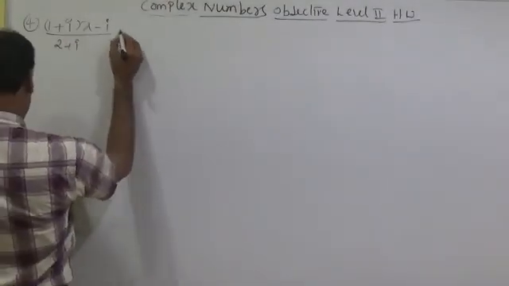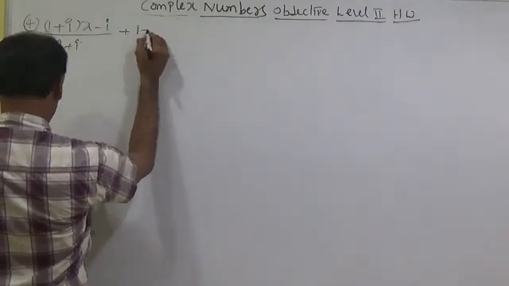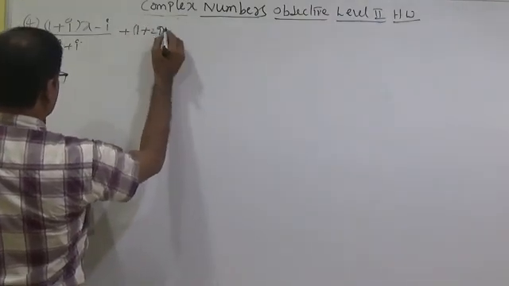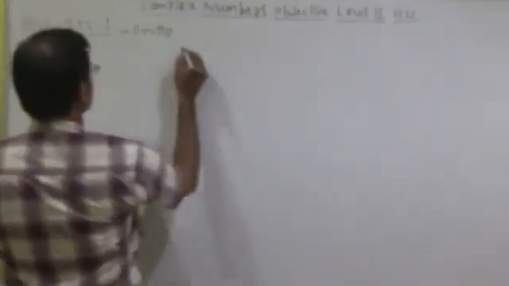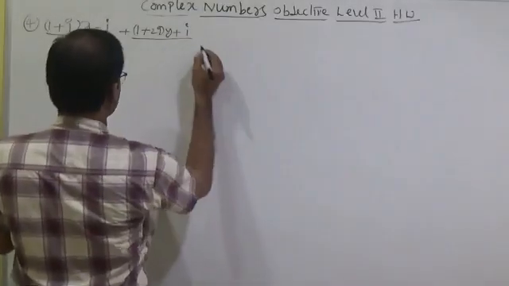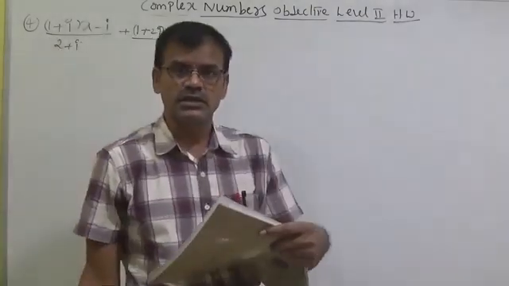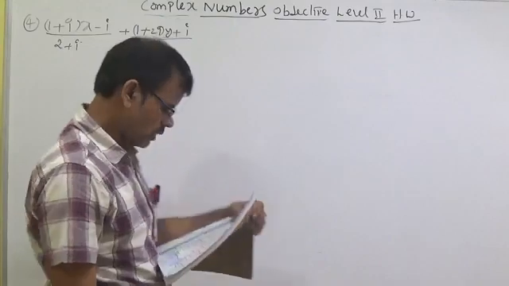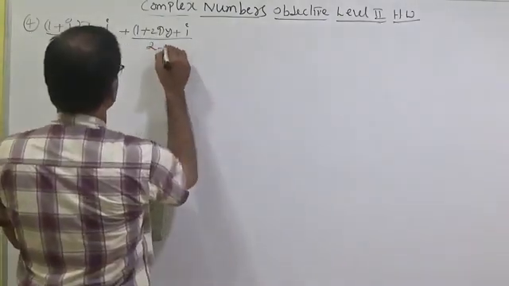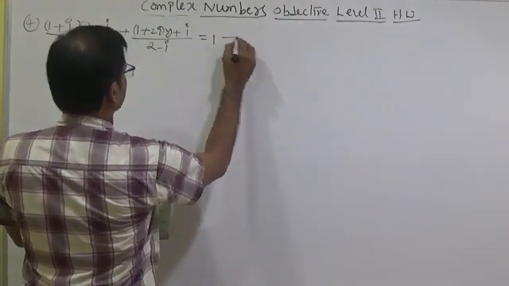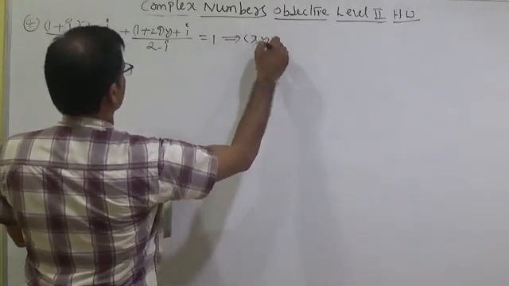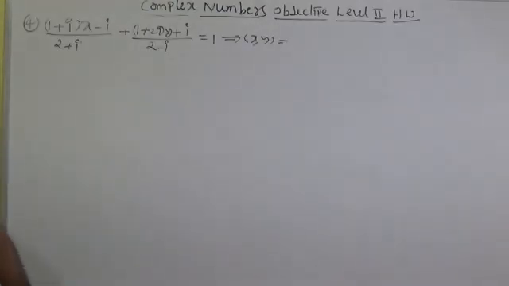Fourth question: (1 + i)(x − i)/(2 + i) + (1 + 2i)(y + i)/(2 − i) = 1. Students, there is a printing mistake. Correct it: it is not minus, it is plus i, so the second term is (1 + 2i) into (y + i) by (2 − i). This is equal to 1. What is the value of the ordered pair (x, y)?